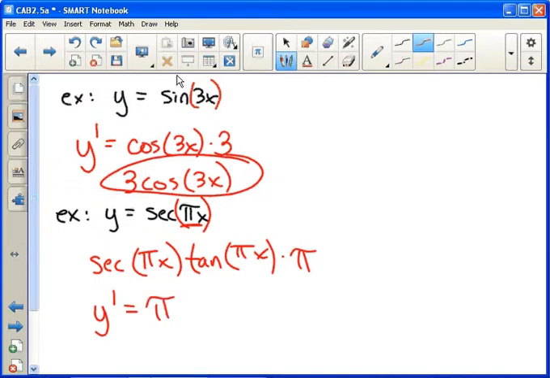Now notice on this one, even though secant split into two different functions, secant and tangent, put together, multiplied together, the inside part had to stay the same. The inside part had to be pi x still for both of them.